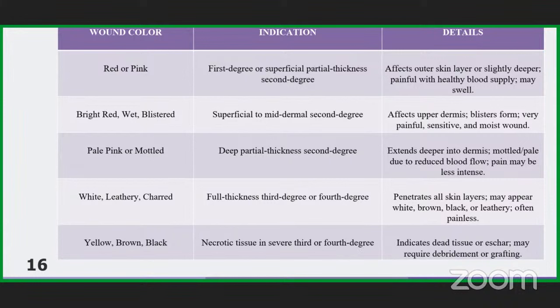White, leathery, charred, full thickness, third degree or fourth degree. Depending on the type or how much the depth is involved, it will be white or charred, black color. It penetrates all the skin layers, may appear white, brown, black, or leathery, often painless because all the nerves are involved and injured here. Yellow, brown, black, yes, it is a fourth degree. Indicates dead tissue or discharge. It is black in color, that means discharge is already formed. It is a deep burn.